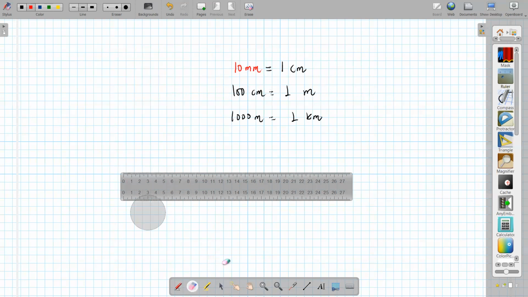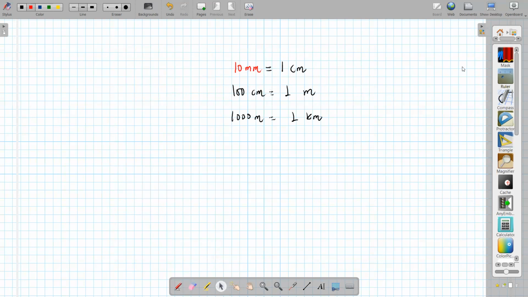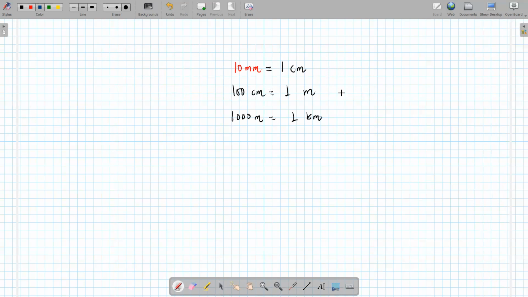So these are some real life conversion factors that you can use. For time, it's easier, right? For time, it's like 60, 60, 60. Time is fine. But this one is like 10, 100, and 1,000.